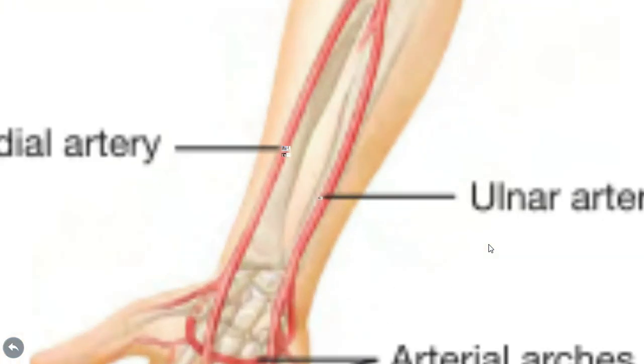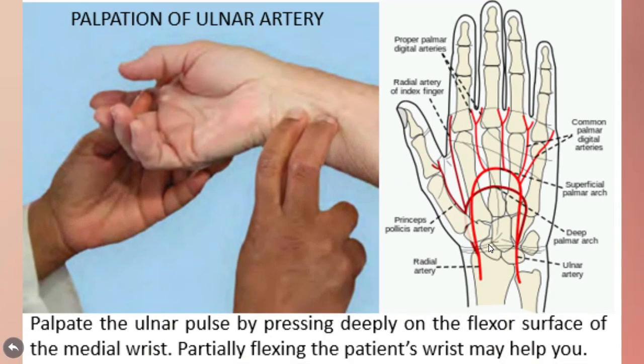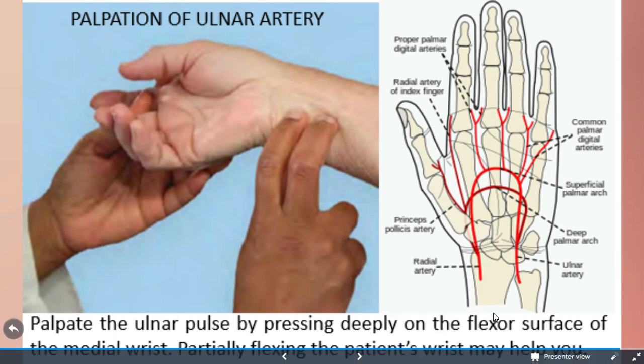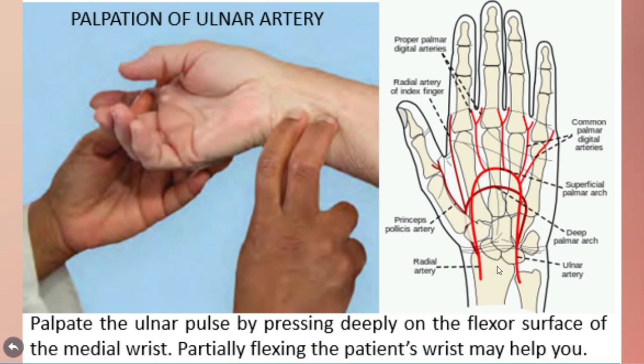Okay, so the ulnar artery is palpated by pressing deeply on the flexor surface of the medial part of the wrist. Now, as you know, the ulnar artery is on the other side of the radial artery. So there is a dual flow to the hands. No?